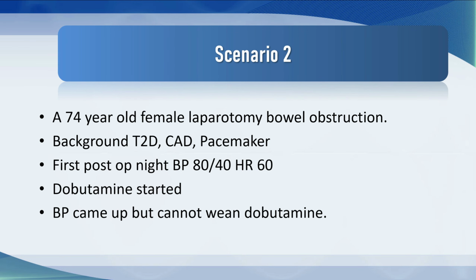A 74-year-old female undergoes a laparotomy for bowel obstruction. Background history of type 2 diabetes, coronary heart disease. She has a pacemaker. On her first night post-op, her blood pressure is 80/40 and her heart rate is 60. Dobutamine is started. The blood pressure came up, but the next day we can't get the patient off dobutamine because her blood pressure falls every time we try and wean it.